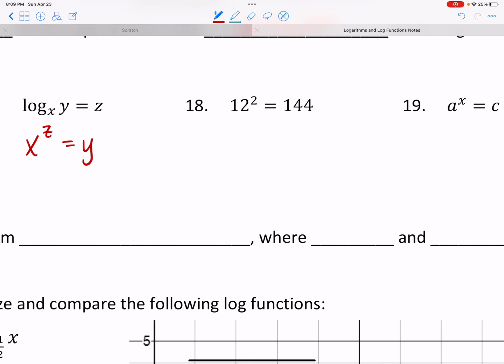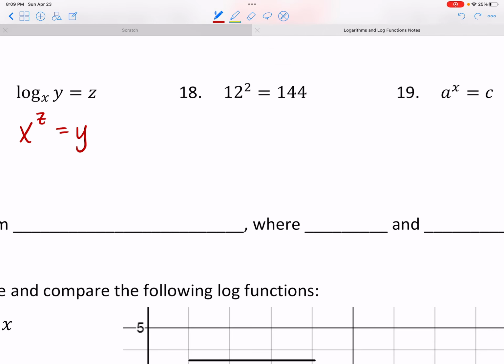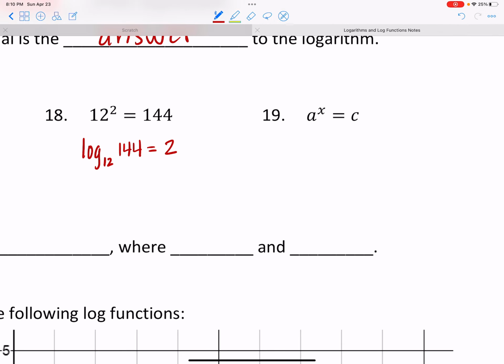Again, not as easy as I think this would be best case scenario, because I can see the connection in those numbers. Here, you have to remember, if you're going to rewrite this in log form, it's the log base 12, because that's the base of my exponential, of 144 equal to my exponent, my power 2. My log is a power, so 2 is the power that connects the base of 12 with the argument of 144. Okay? And then generically here, if a to the x power is equal to c, we can say the log base a of c is equal to that power of x.